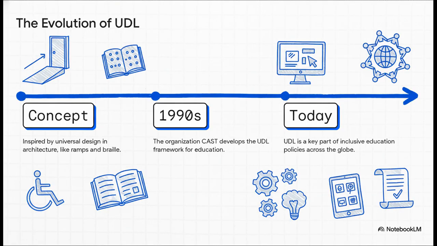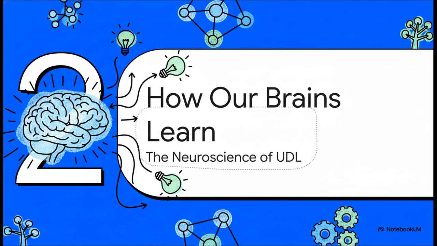And you can see how this idea just grew and grew. It started with physical buildings back in the 80s. Then, in the 90s, this organization called CAST had a brilliant thought: hey, why can't we do this for learning too? And by the 2000s, the idea was so powerful that it's now literally written into major U.S. education policies. Now, UDL isn't just a nice philosophy. It is grounded in real science. So let's take a look at how it connects to the way our brains are actually wired.